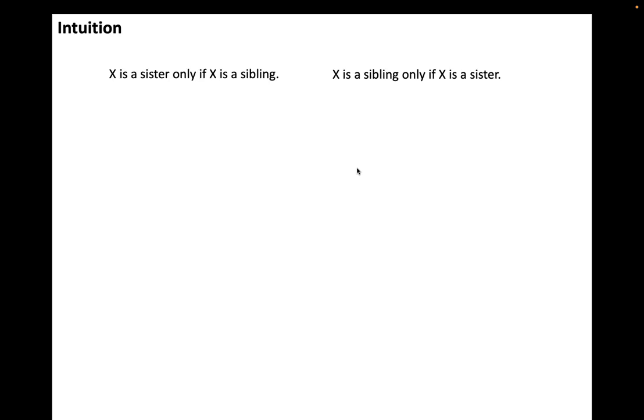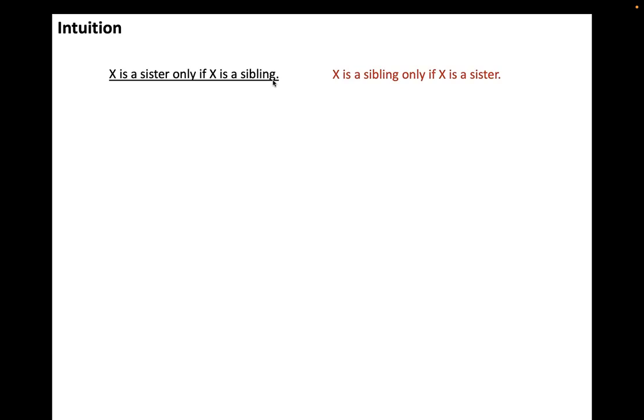Let's think about the second one. If I say X is a sibling only if X is a sister, I'm saying there's no other way for X to be a sibling other than by being a sister. But surely that's wrong, because there is another way to be a sibling, which is to be a brother. In contrast, if I say X is a sister only if X is a sibling, I'm saying, look, if you're a sister, then you gotta be a sibling, which is true. So the one on the left is true, and the one on the right is false.